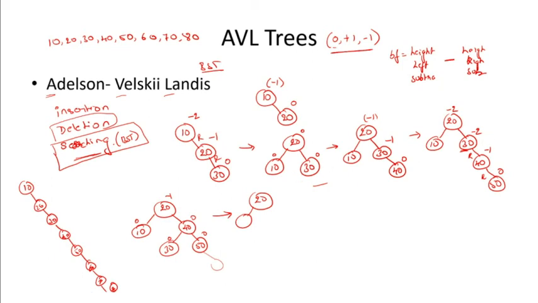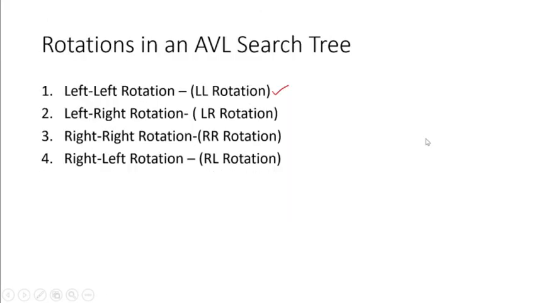I'll take one more example. We go for rotations so that it doesn't create a left skewed tree or a right skewed tree. Okay, good. Now let us jump to the example.